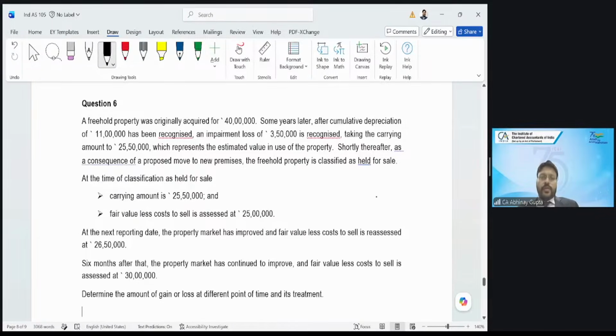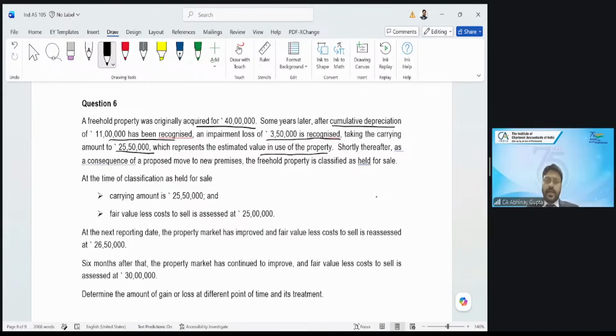A freehold property was originally acquired for 40 lakhs. Some years later, after cumulative depreciation of 11 lakh has been recognized, an impairment loss of 350 is recognized, taking the carrying value down to 25 lakhs 50,000, right? So 11 plus 3.5, 14 lakh 50,000, minus 40 lakhs, 2550 is the carrying amount, which represents the estimated value in use of the property.